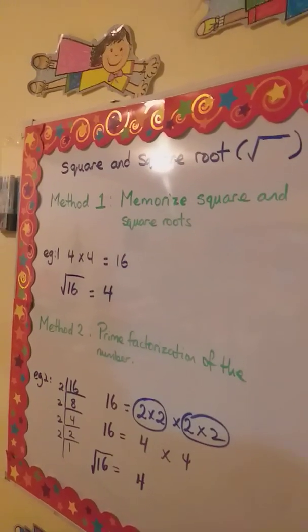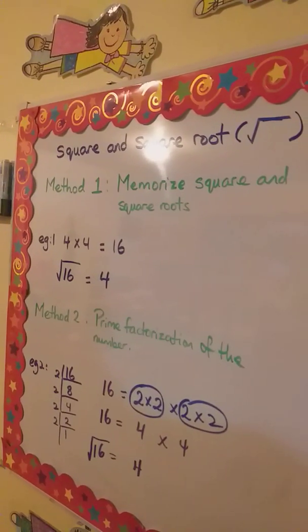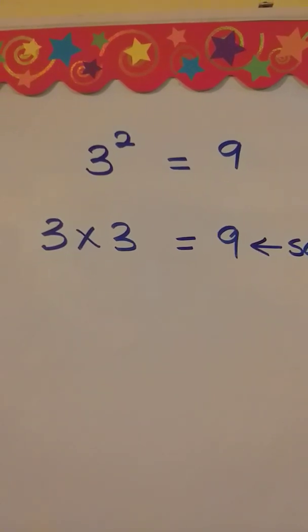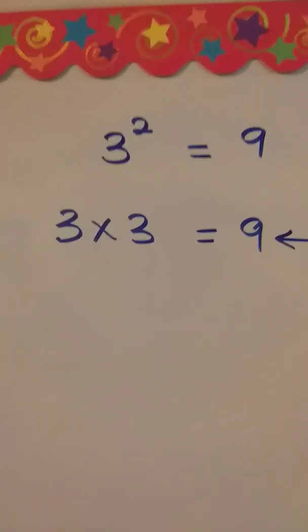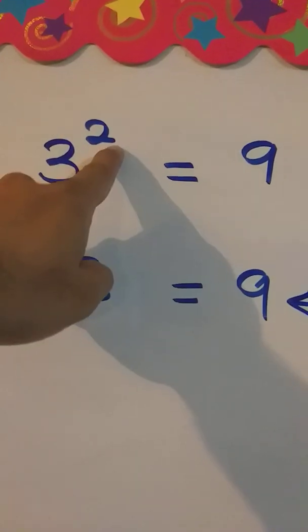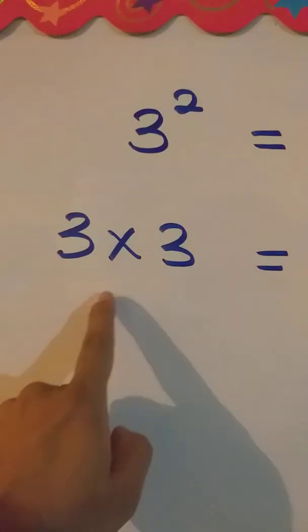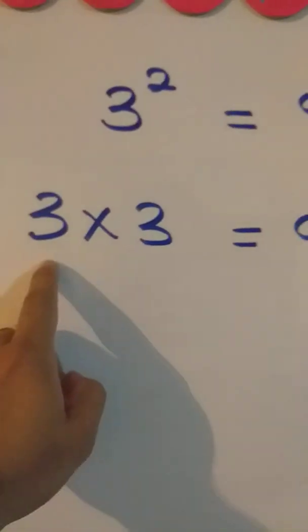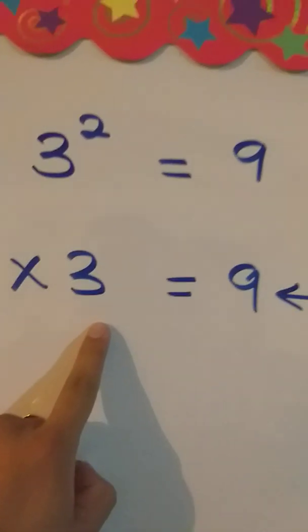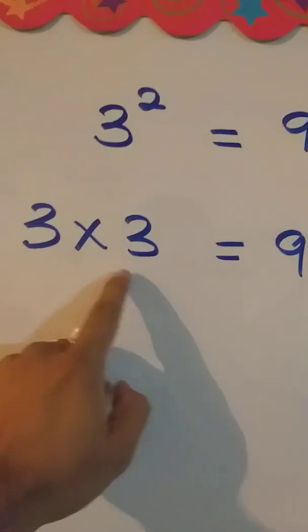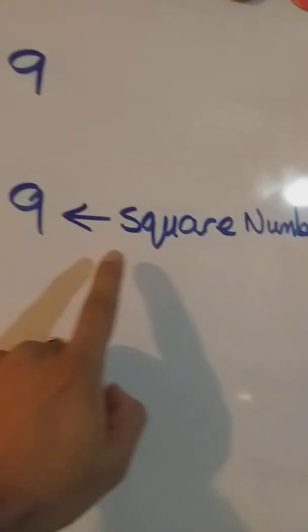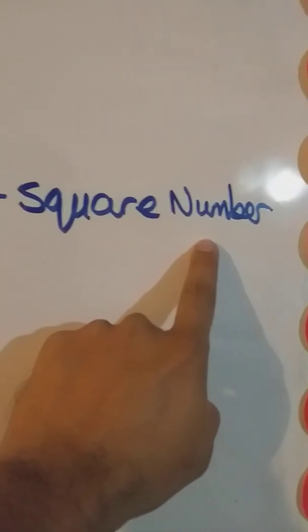Good day, class. Today we are going to continue with square and square root of numbers. Now last week you learned about squaring a number. When we square a number, we write it like this: 3 squared. This means 3 multiplied by 3, or 3 multiplied by itself. 3 squared is 3 multiplied by 3, which gives us the product of 9. This 9 here is considered a square number.